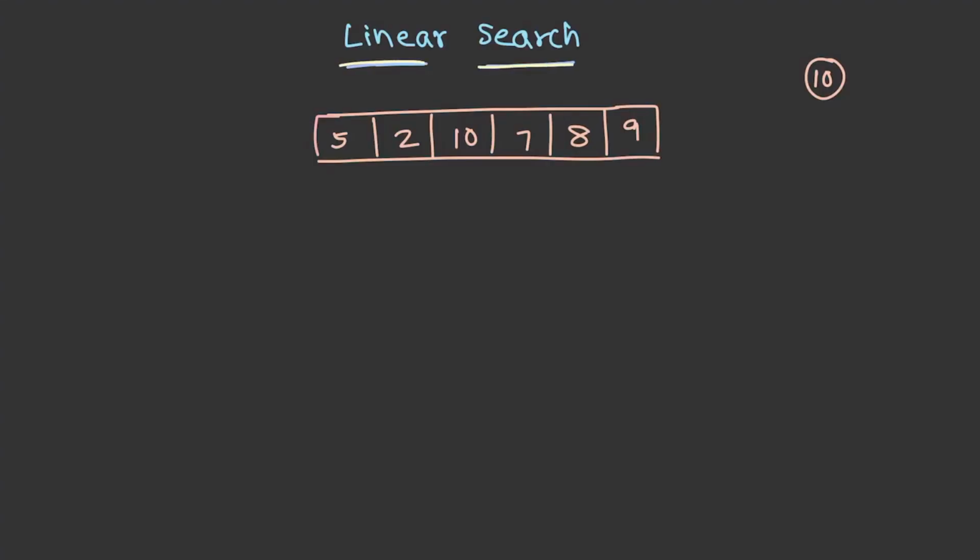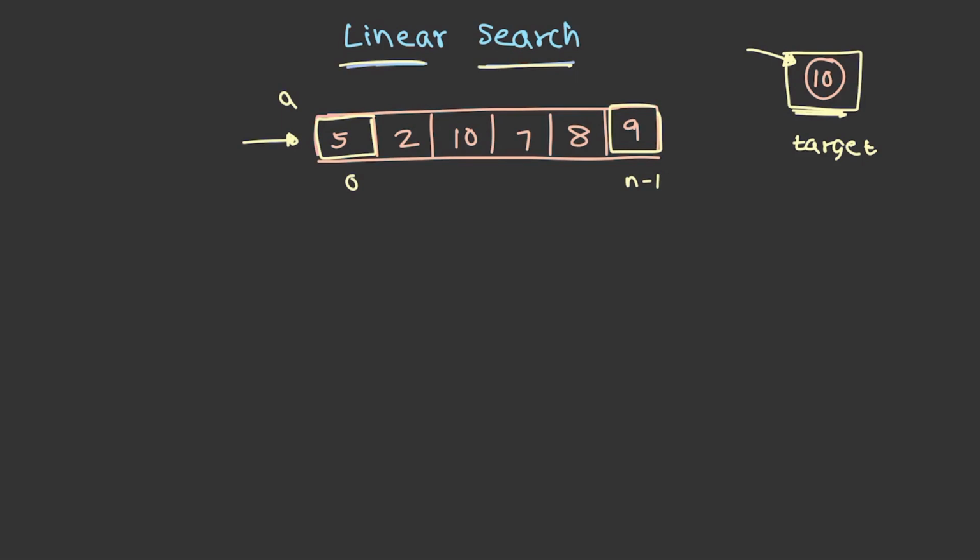Let's try to understand linear search. Here, the element that has to be searched is 10, and let's call it the target. This is the array where we have to search for the element. We start with the 0th index and proceed till the last element, and we check at each and every element whether we were able to find the element or not.